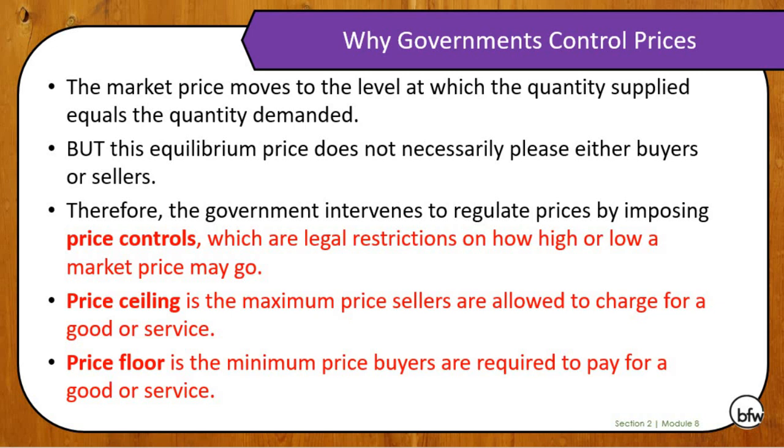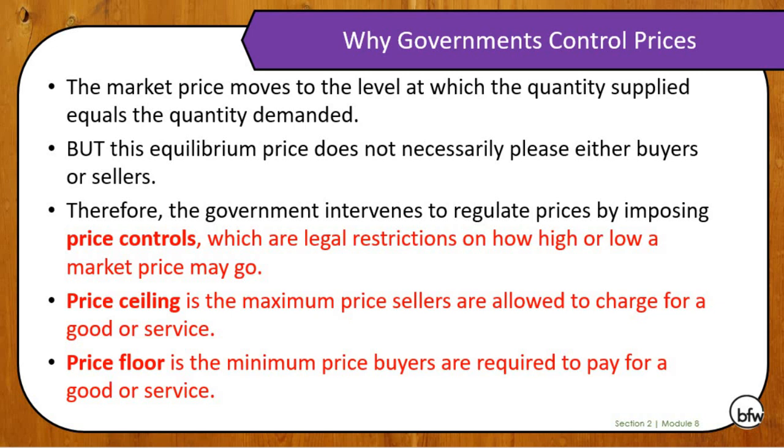Alright, so why does the government control prices? We're going to basically focus on if there's an external force, meaning the government controls the prices or quantity, then why that leads to inefficiency. Let's say that the market price for something moves to a level at which the quantity supplied equals the quantity demanded, but this equilibrium price does not necessarily please either buyers or sellers. So either the price is too high for buyers or the price is too low for sellers.